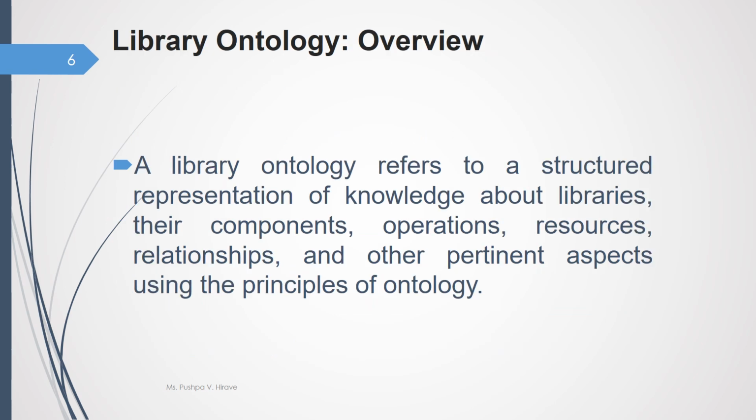We will see the library ontology overview. A library ontology refers to a structured representation of knowledge about libraries, their components, operations, resources, relationships, and other pertinent aspects using the principles of ontology. First, we have seen the ontology in the context of information science only. This is an overview of library ontology.